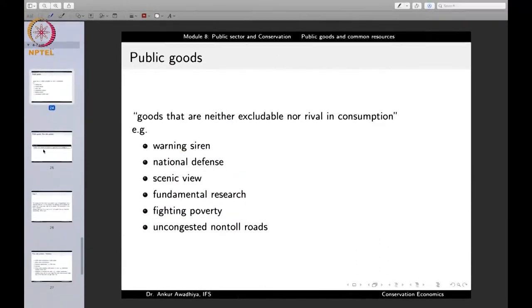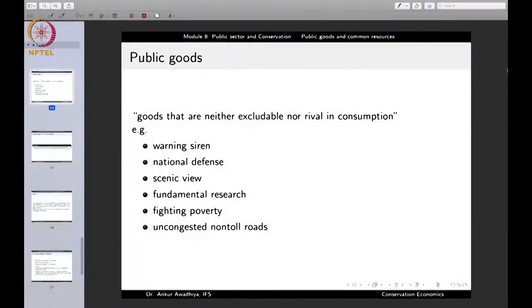Similarly, we have the public goods. Goods that are neither excludable nor rival in consumption. So you cannot prevent anybody from using this resource, and these resources are not rivals in consumption, which means that if one person uses this resource, then it does not reduce the quantity or quality of the resource for use by other people. Good examples are things such as warning sirens.